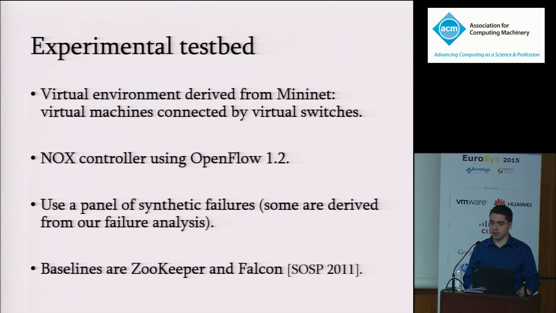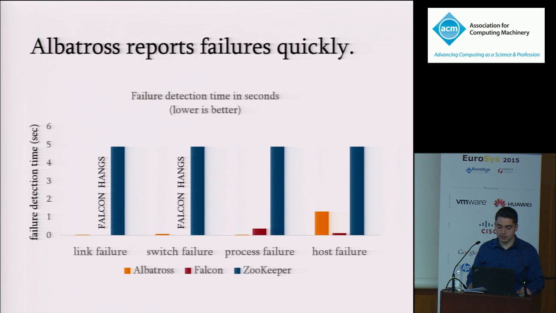So the first question is, I said that we wanted to build a fast monitoring service. Is Albatross fast? And the answer is that it is. Here I have depicted how long it takes each of these services to report 4 different kinds of failures, 2 in the network and 2 at the end hosts. And Albatross reports all of these failures quickly.